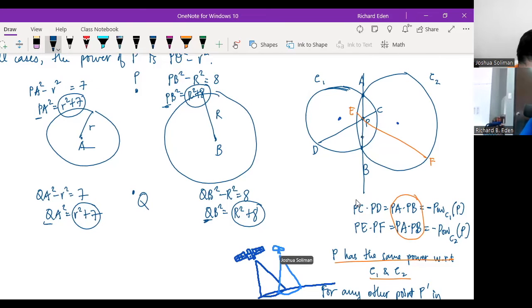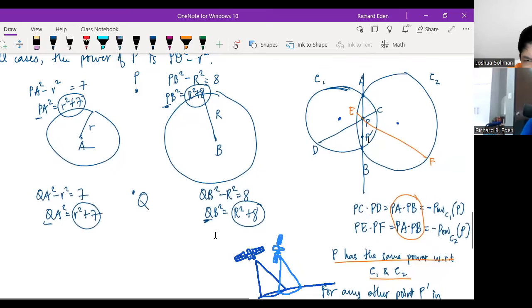If there was another point P prime, then the power of P prime with respect to circle 1 and with respect to circle 2 would be equal. But the power of P relative to circle 1 and the power of P prime relative to circle 1 are not the same. However, that's not what you're talking about. What you're talking about is that, relative to the same circle C1, P and Q have the same power. That's what you're talking about, right?